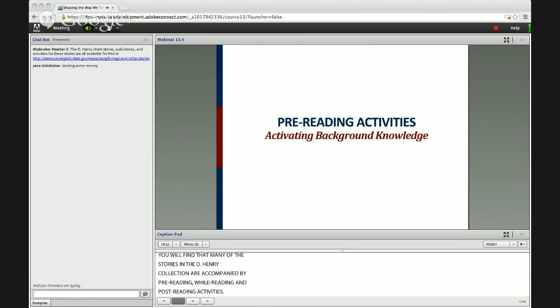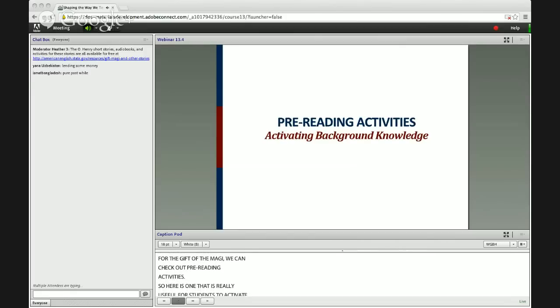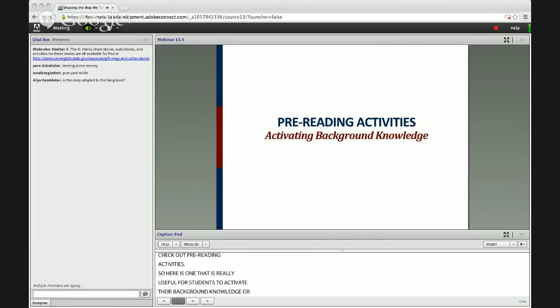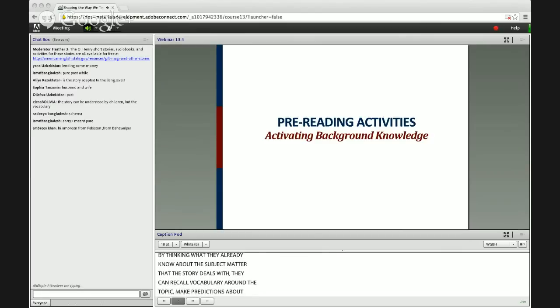So here's one that is really useful for students to activate their background knowledge or their schema, as I saw someone mentioning earlier. By thinking about what they already know about the subject matter that the story deals with, they can start recalling vocabulary around the topic, making predictions about what the story will be about, and then become more focused when they begin reading. So this will help them be more active readers.